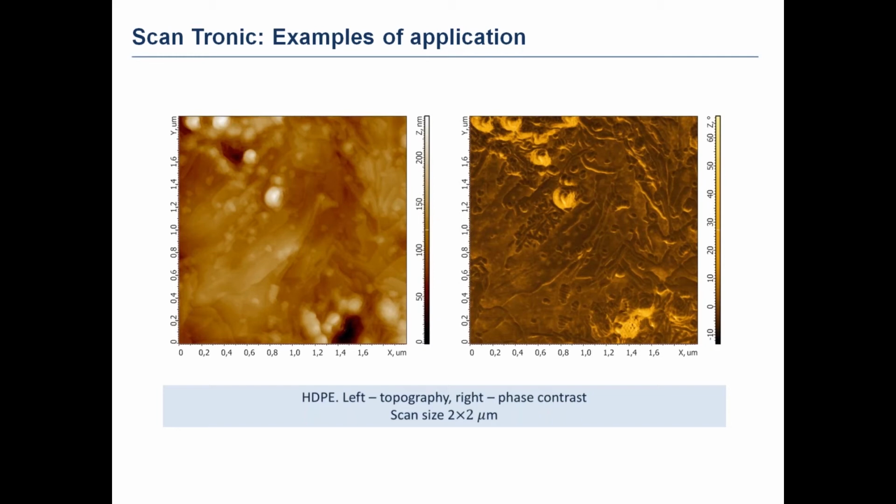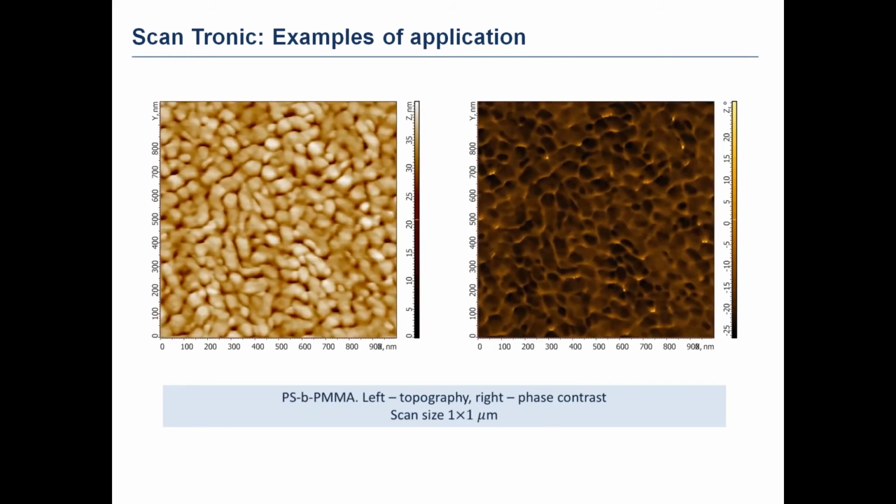Another example is polystyrene blended with polymethyl methacrylate. Once again, topography is in the left part of the slide, and the phase contrast is in the right part of the slide. Scan size is just 1 by 1 micron. Both the topography and phase contrast are clearly visible here.